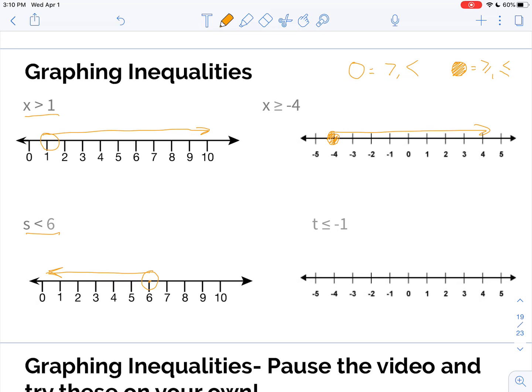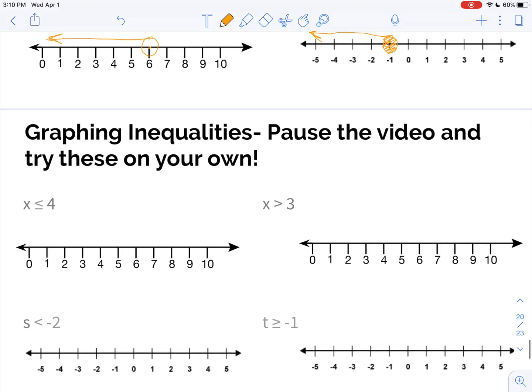And then last one, t is less than or equal to -1. So it could be equal to, so we're going to use a closed dot, and it's going to be at -1. And we want values that are less than or equal to it. So we want to point to the values that are less than, or go to the left.